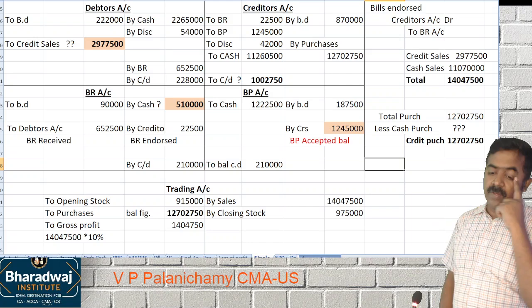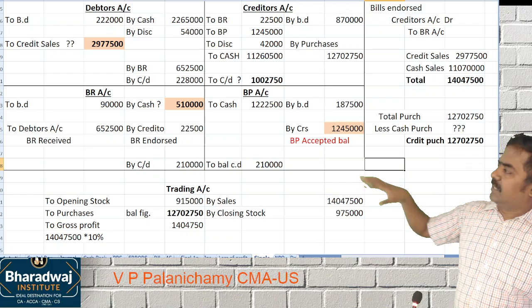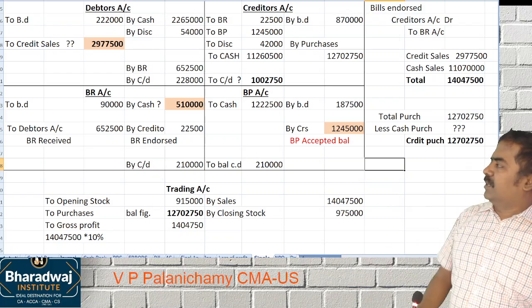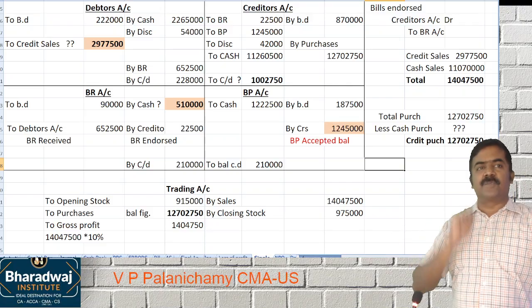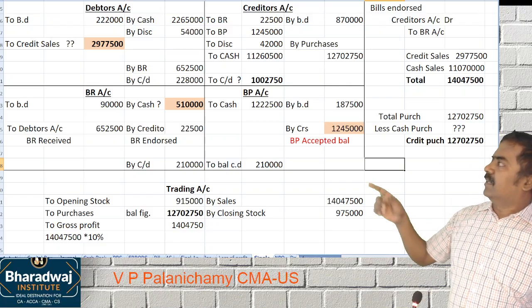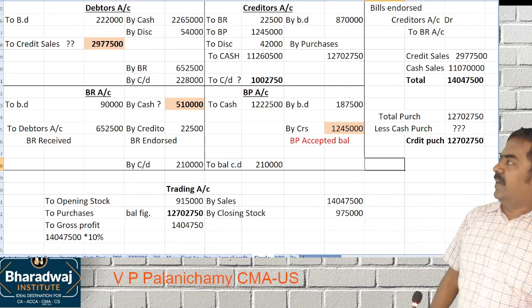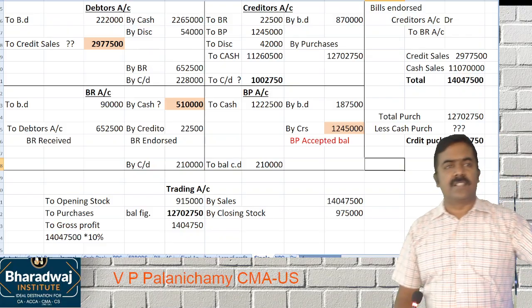So debtors, creditors, bills receivable, bills payable. We worked out purchases as a balancing in the trading account because gross profit margin is given to us. Then we tally the creditors account and we get the closing balance as a balancing.